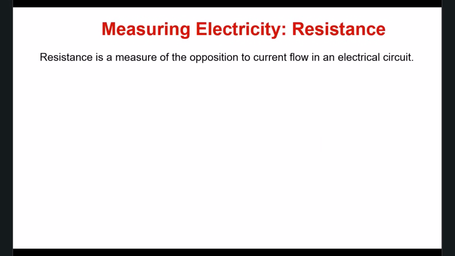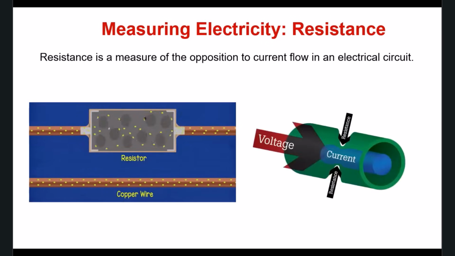Now we'll try to measure the resistances, and we know that the resistance is a measure of the opposition to current flow in any electrical circuit. So the question arises, how to measure the resistance? You can see the first diagram. The electrons are flowing through the copper wire. This is the copper wire, and the yellow squares are the electrons, and we know that due to the movement of electrons the current flows in the circuit.